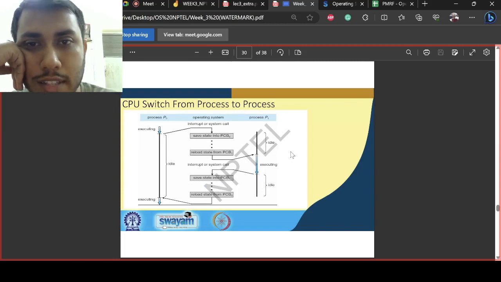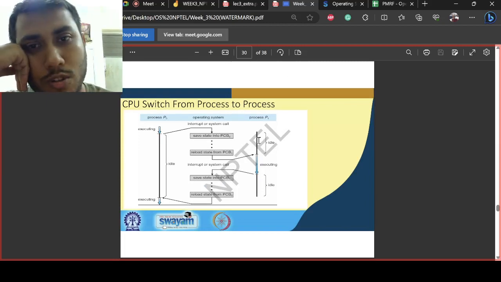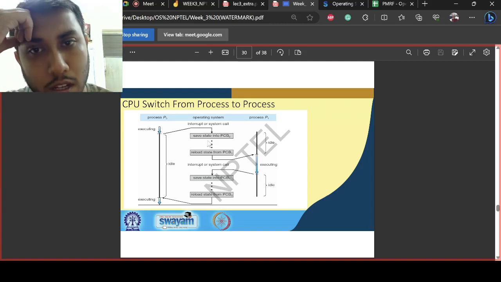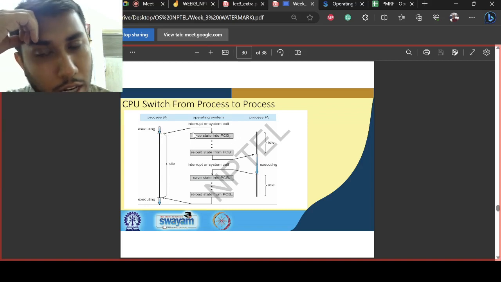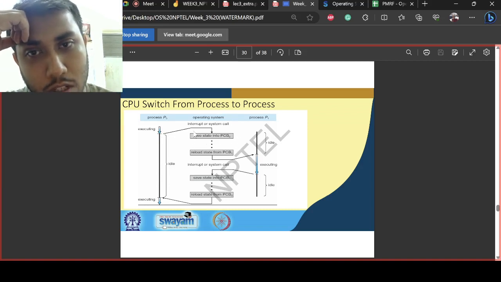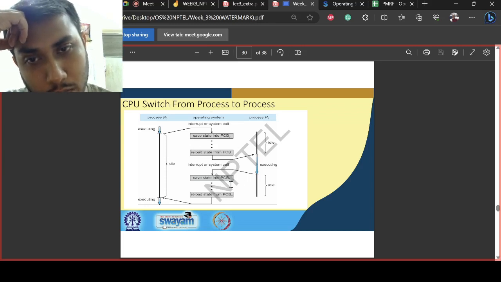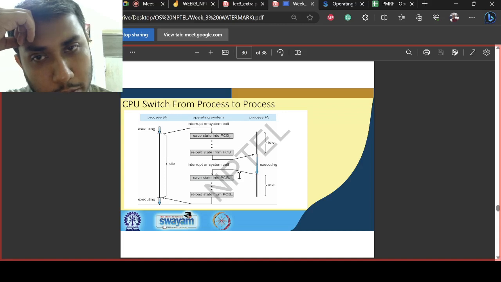Then this is the switching process, or let's say the context switch. Save the state in the PCB, reload from the PCB. Here a process is executing. Then a system call happens, or an interrupt happens, or a timeout happens. So it saves the state into the PCB, then it reloads from the PCB. Similarly, again it saves into the PCB and reloads from the PCB after executing P1. This is being discussed here.